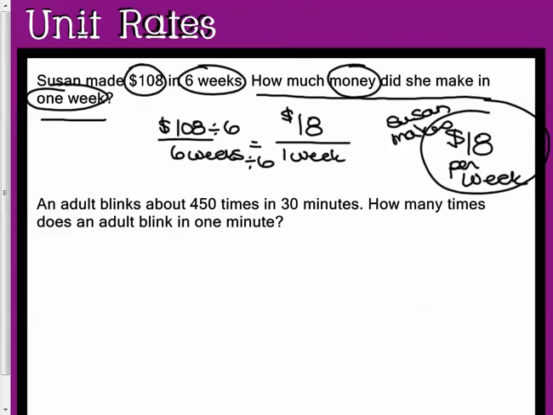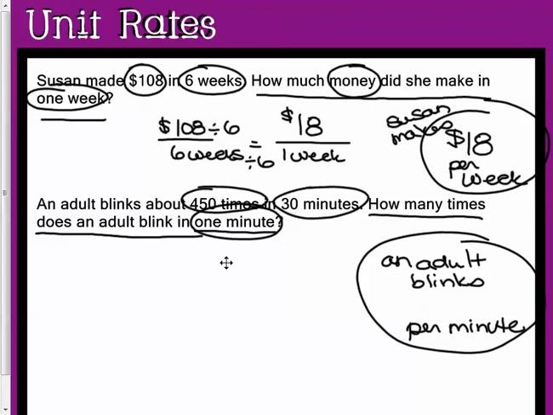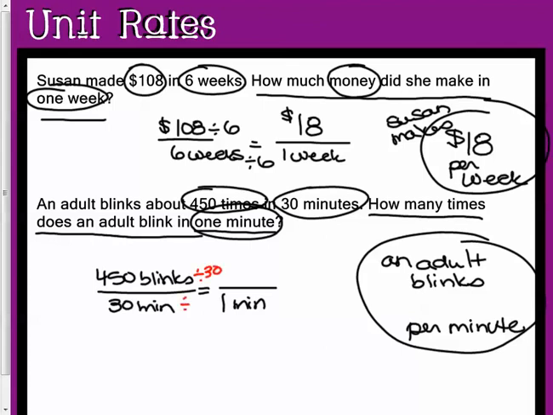Okay, grab your red pen. The first thing that I did was circle key information. Then I write my label over here. So I write my rate, and then I set it equal to 1 minute, and I divide by 30, and when I do that, I get 15. So an adult blinks 15 times per minute.